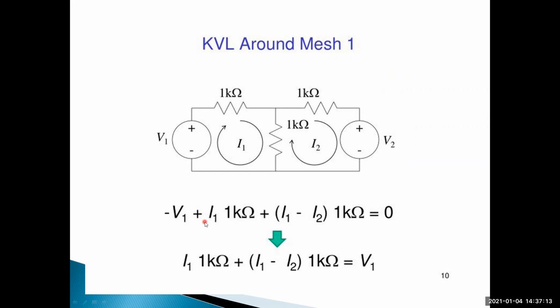Remember it like this, and you can easily understand each and every problem. Entering minus, so that's why minus V1. Here, entering plus, since the current flows in this direction, so plus and minus. Plus I1 into 1K, I1 into 1K. And then coming to here.